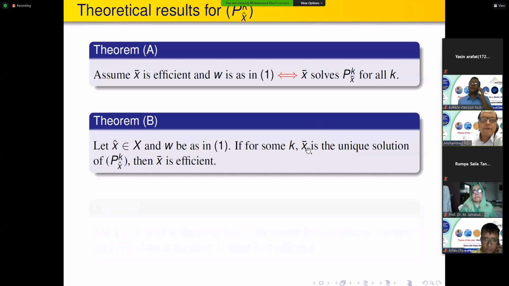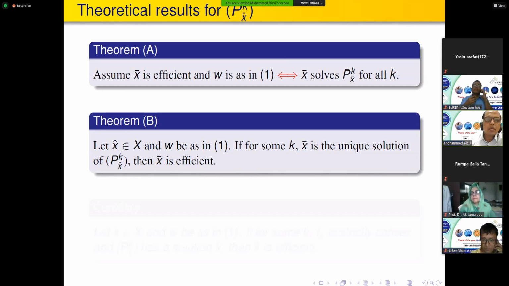Suppose that you solve some subproblems, any subproblem for any k, and you find X bar, and this X bar is a unique solution of that subproblem. Then you don't need to solve the other 99 subproblems there. You can straight away claim that X bar is a solution of the original problem.